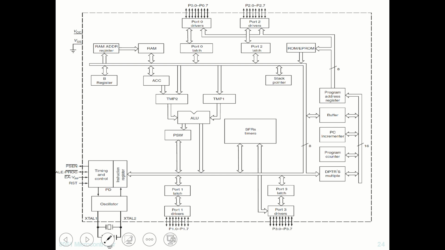Okay, in the next class we will see the various addressing modes of the 8051.